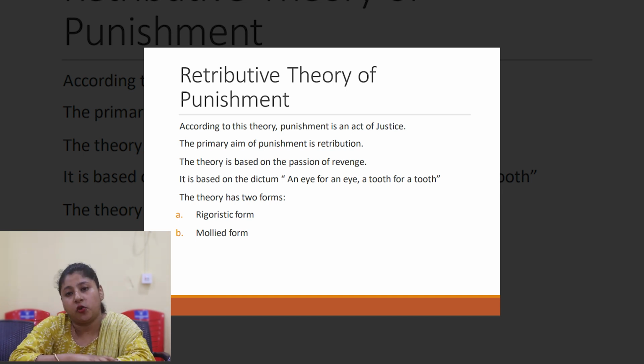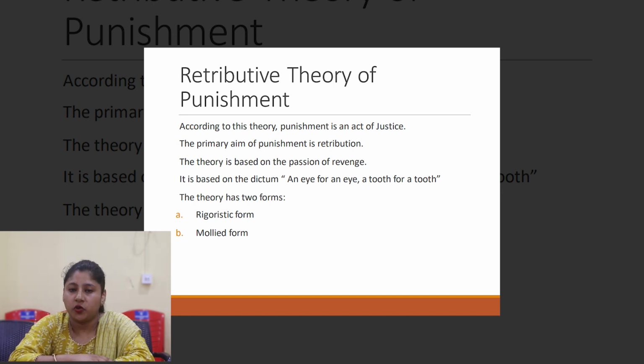So retributive theory is again very harsh in character. It is very rigid. This dictum, an eye for an eye, a tooth for a tooth, is from the Bible. It comes from the Old Testament. So this theory is basically based on the passion of revenge. If you took my eye, then I will also take out your eye. If you took my tooth, then I will also take out your tooth. This is the dictum of retributive theory. So it's based on the passion of revenge.